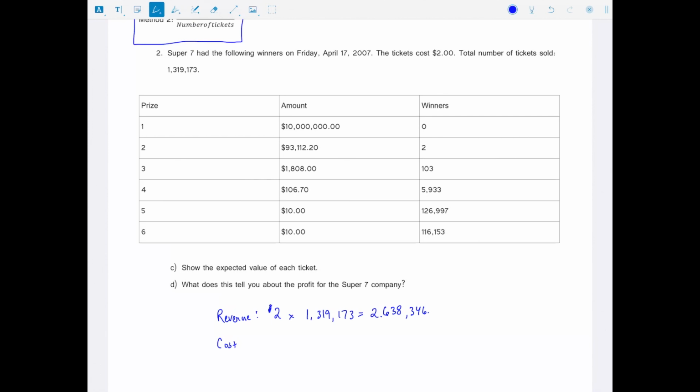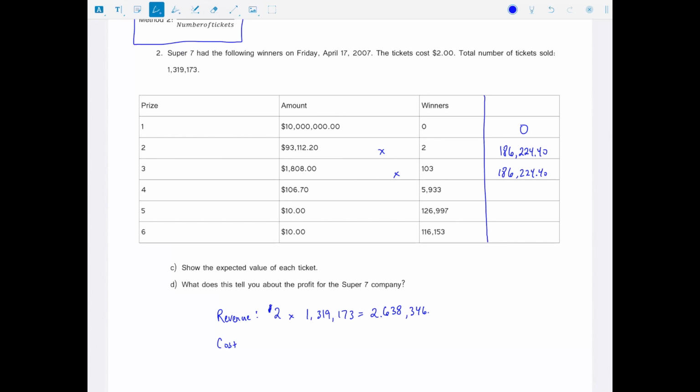So the specific cost here would be giving away prize money. So if they give away 0 tickets of the 0 winners in the $10 million, they didn't have to pay anything there. But if they gave 2 winners $93,112, then that means that cost them $186,224.40. And that was simply by multiplying those two. Same thing with the next. We have 103 winners who won $1,808. If you multiply those two together, you actually get the same amount again.